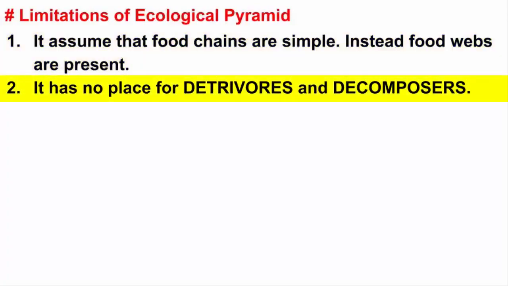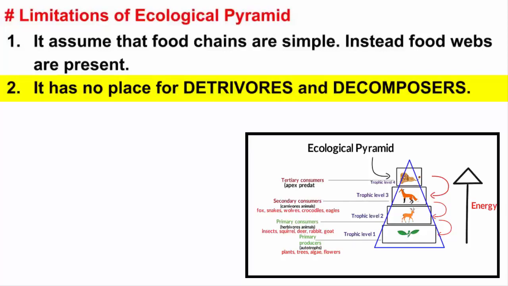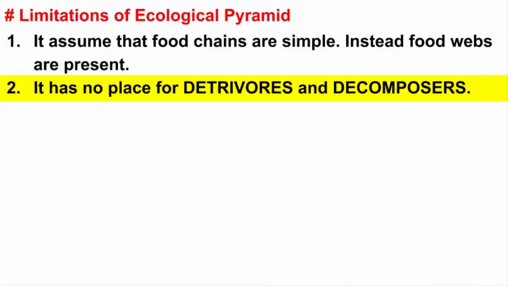Another limitation of this form of ecological pyramid is that if you notice, the ecological pyramid consists of producers, herbivorous animals, then carnivorous animals. But then it has no place for detritivores and decomposers. Their role is to break down the dead plants and animals and pass the essential nutrients. And that's what makes them the most important part of any ecosystem. However, the ecological pyramid has no method of accommodating these vital microorganisms. So these are some of the limitations.